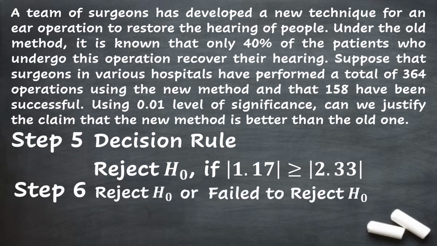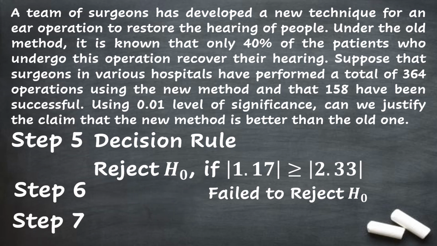Step 6, identify if we have to reject the null hypothesis or we fail to reject the null hypothesis. Let's go back to step 5 and check whether the mathematical statement is true or false. We have the absolute value of 1.17 is greater than or equal to 2.33. Extracting the absolute values, 1.17 is greater than or equal to 2.33, which is obviously false. So meaning to say, we failed to reject the null hypothesis.